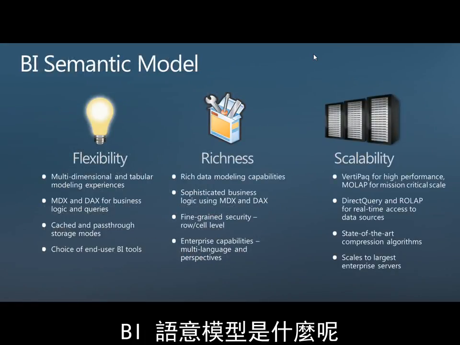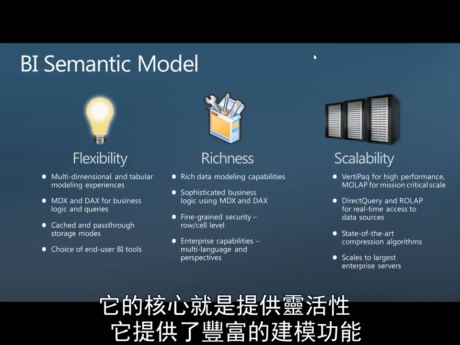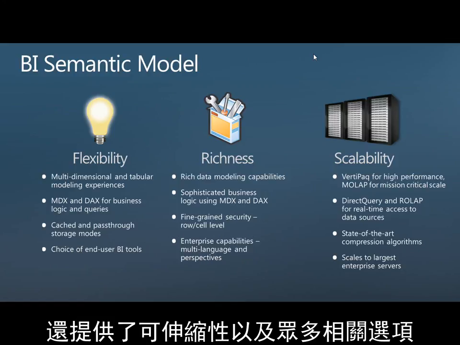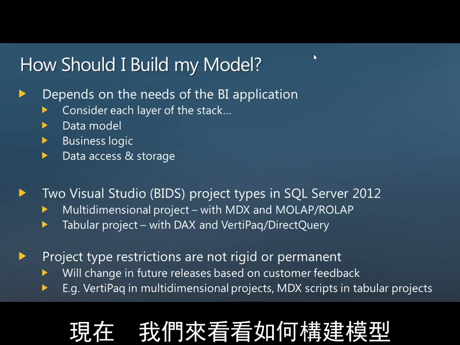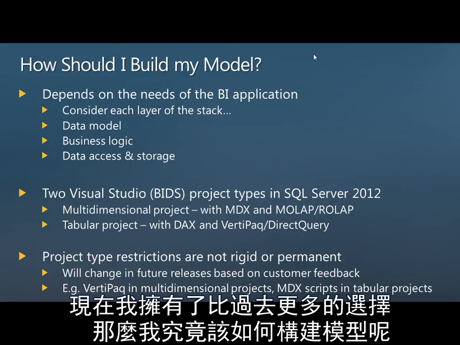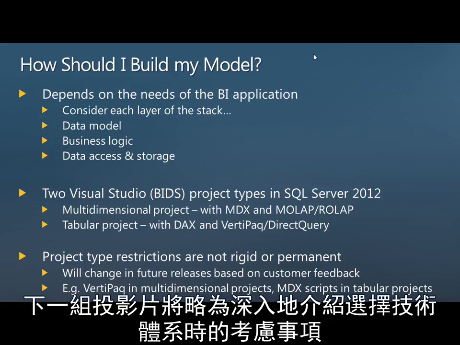So what is the BI semantic model? At the heart of it, it provides flexibility, it provides richness for modeling, as well as provides scalability, and there are various options available for those. So now the question becomes, how should I build my model? I have more choices available than before. Well, the next few slides dig a little bit more into the considerations that you should have when you choose the technology stack.